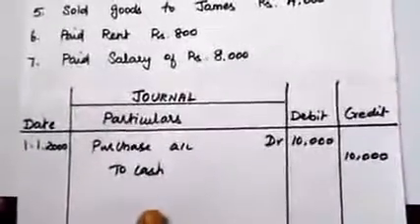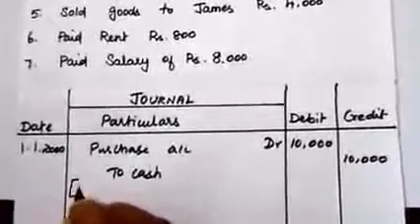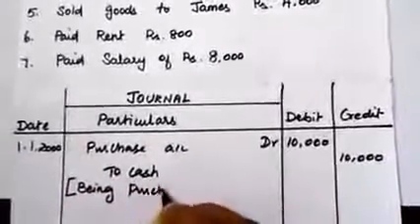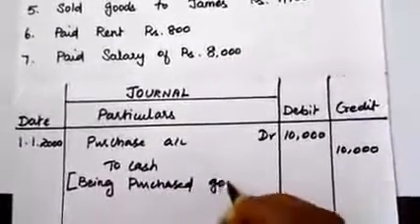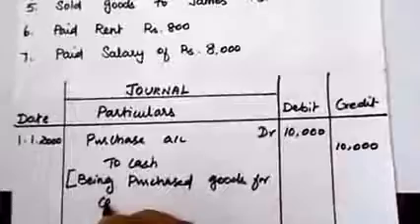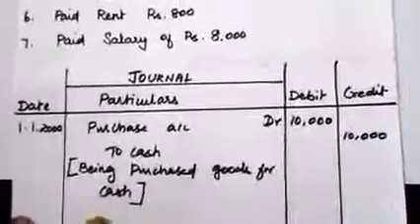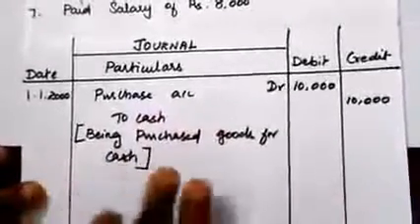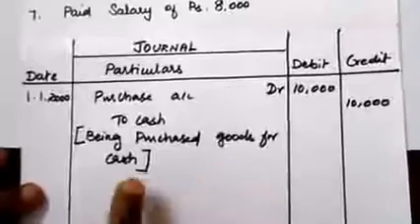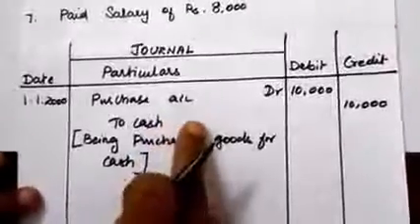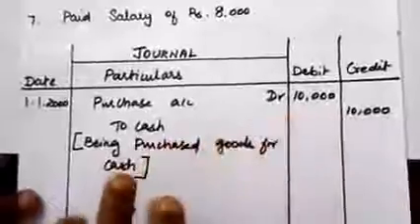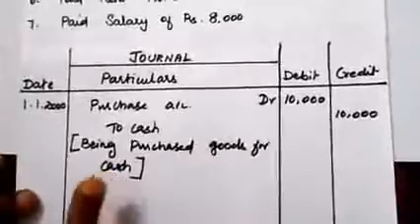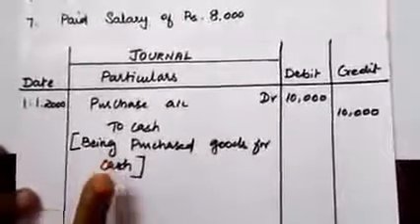For each and every journal entry, you have to write a narration. The narration should start with "Being". Being purchased goods for cash. Narration is nothing but the details about the transaction. Every journal entry is accompanied by a narration which explains the details of the transaction for which the entry is written. So this is very essential. For each and every entry you need to write the transaction details, which is called a narration. So the first entry is over.